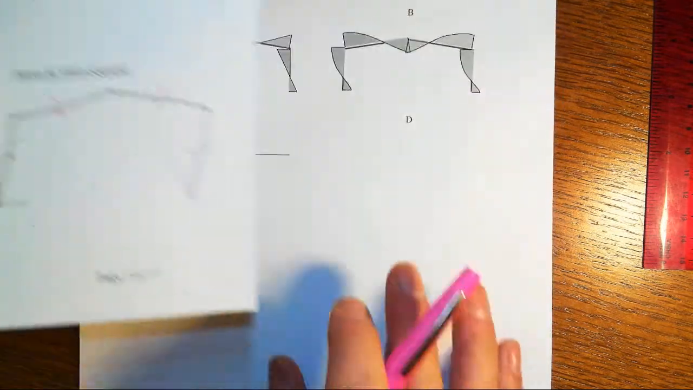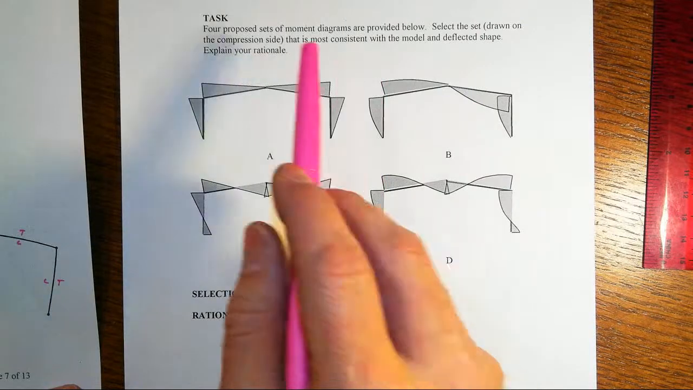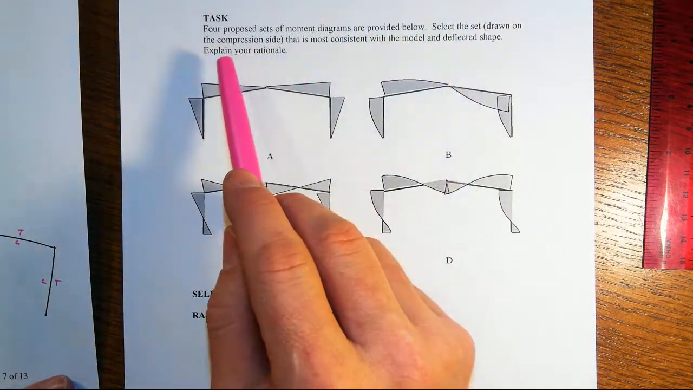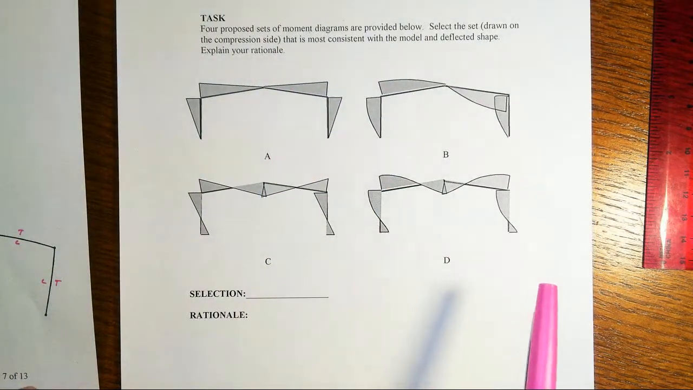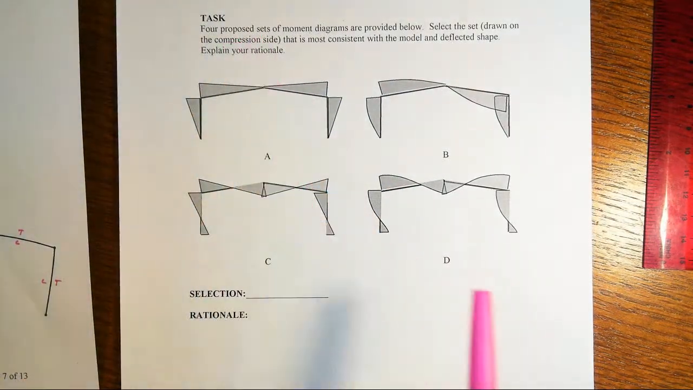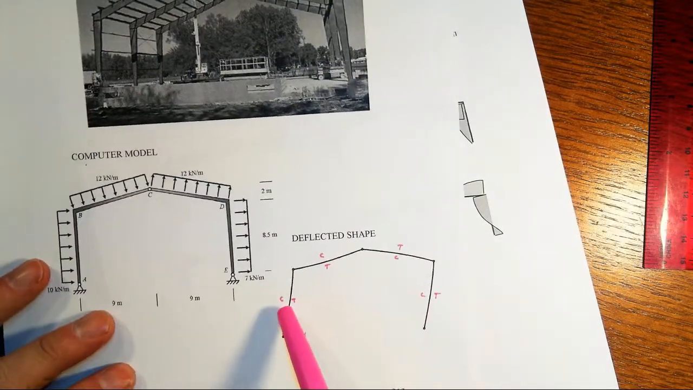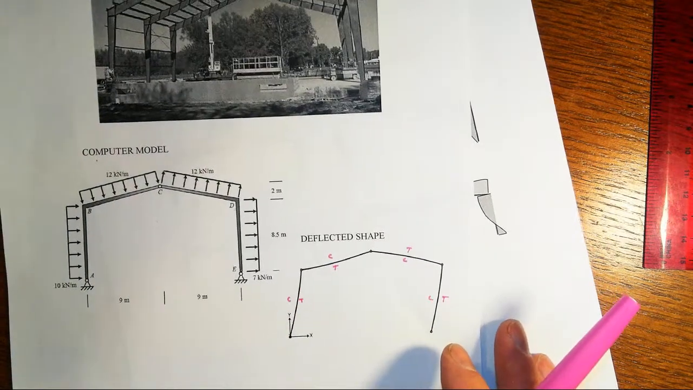We don't know what our task is yet. We're given 4 funny little shapes here. These are representing the moment diagrams. Select the set that is most consistent with the model and deflected shape, right? And these are drawn on the compression side, which just means that the moment diagram ought to show up where we see all of these C's. And so this is kind of interesting here.